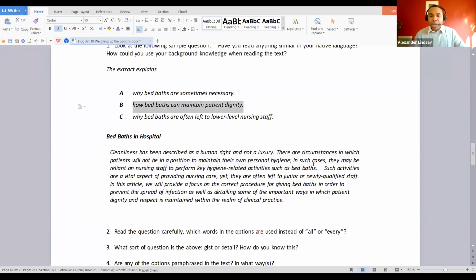So for those of you who put B, that's the question you've got to ask yourself: which specific part of the text is telling us how patient dignity is maintained? We can't really find a specific part of the text which talks about patient dignity in that way. It maintains their hygiene, absolutely. But hygiene and dignity aren't exact synonyms here. Dignity is more about the patient's feelings and emotions, whereas hygiene is very much a physical thing.